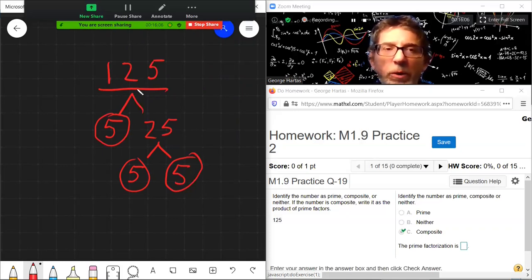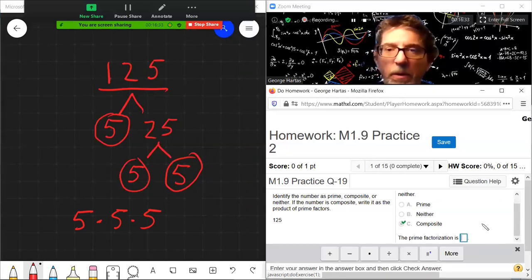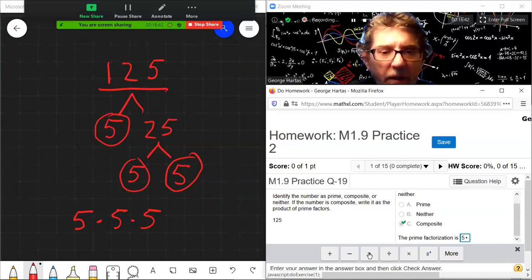Now, we got to the point where each branch of the tree is finished because it has a prime number at the very end. Therefore, we're done with prime factorization. So you would type in the computer 5 dot 5 dot 5 because 5 times 5 times 5 is 125. So we got 5, and then here's the multiplication dot right here. Don't use the decimal dot. So this is in prime factorization format.